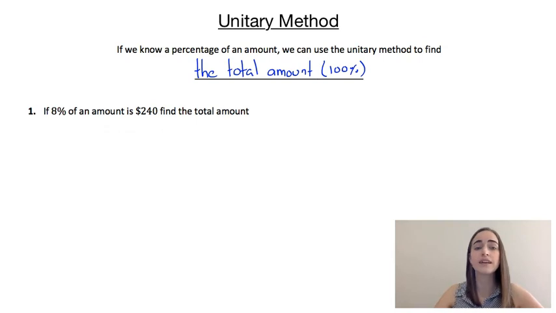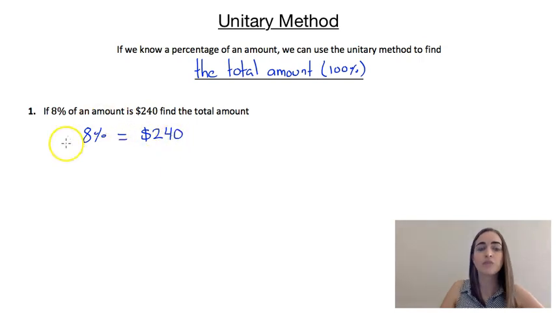Our first example says if 8% of an amount is $240, we want to find the total amount. We want to find 100%. So the first step is to write down the information that's given to us. We're told that 8% of an amount is $240. So 8% is equal to $240. So we're going to use this to break it down and then build it back up to 100%.